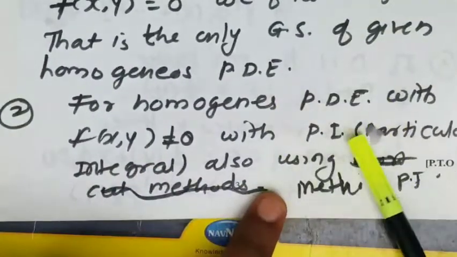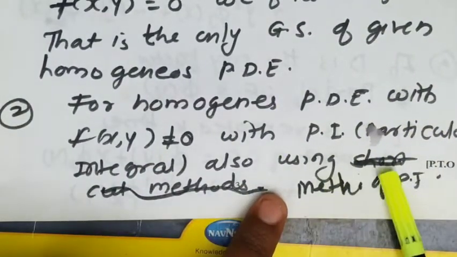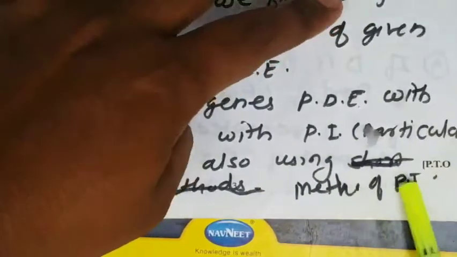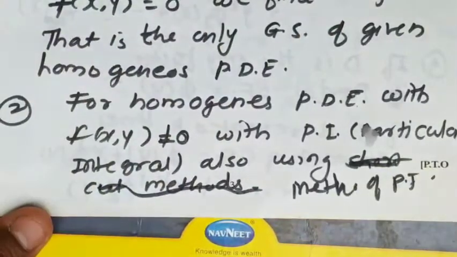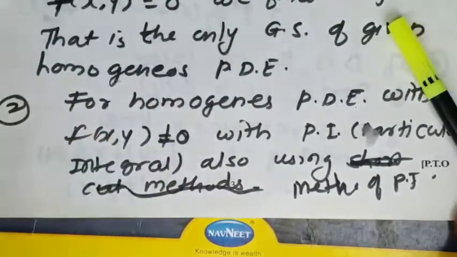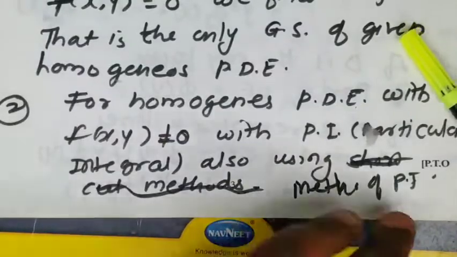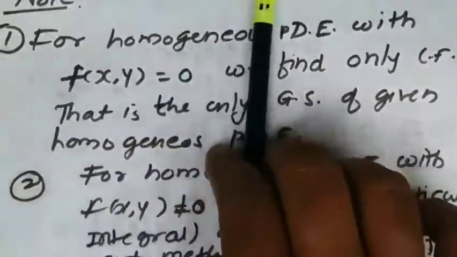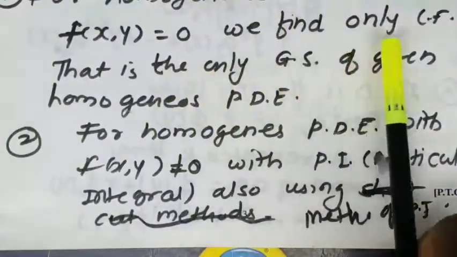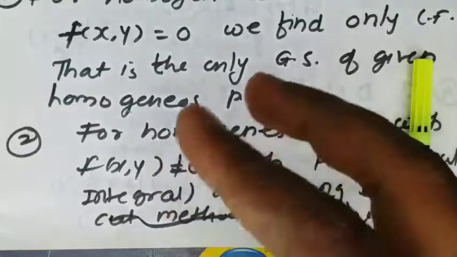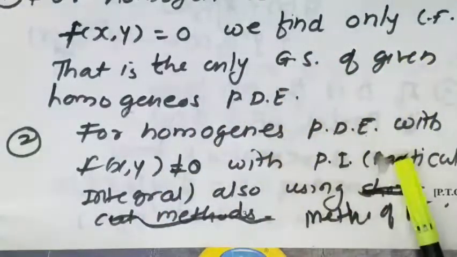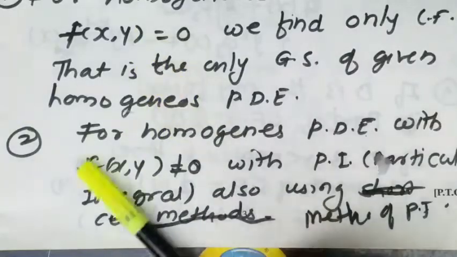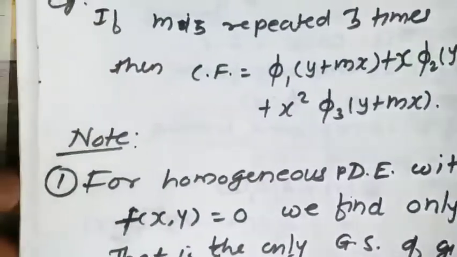And for calculating the particular integral, there are some shortcut methods also, but instead of those shortcut methods, I am going to apply a different method to calculate the particular integral. Even if you use those shortcut methods or the method I am discussing, you will get the same answers. By these two notes, I want to tell you when you have to calculate the complementary function and when you have to calculate both CF and PI. We calculate CF and PI whenever f of x y is not equal to 0, and we calculate only CF when f of x y, the right hand side of the differential equation, is 0.